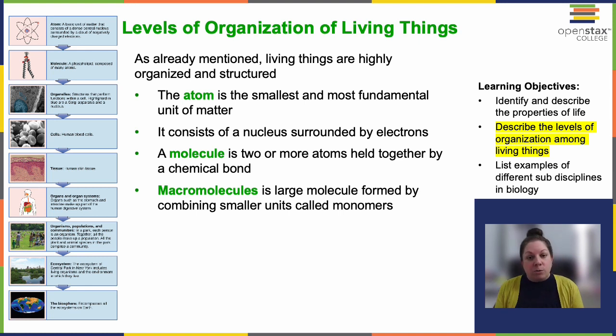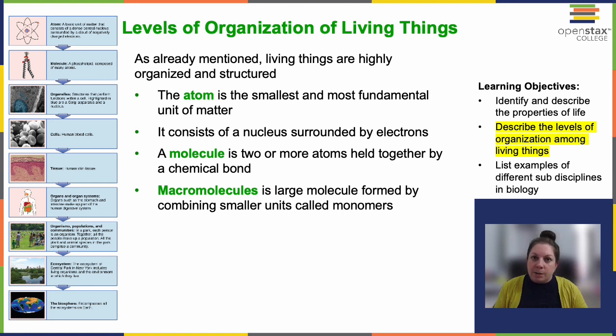Next are molecules. So a molecule is 2 or more atoms held together by some kind of chemical bond. We'll talk about those in more detail in chapter 2. Then macromolecules, macro means big, so big molecules. These are many atoms stuck together, and they form structures that we call monomers. And again, that's going to be chapter 2.